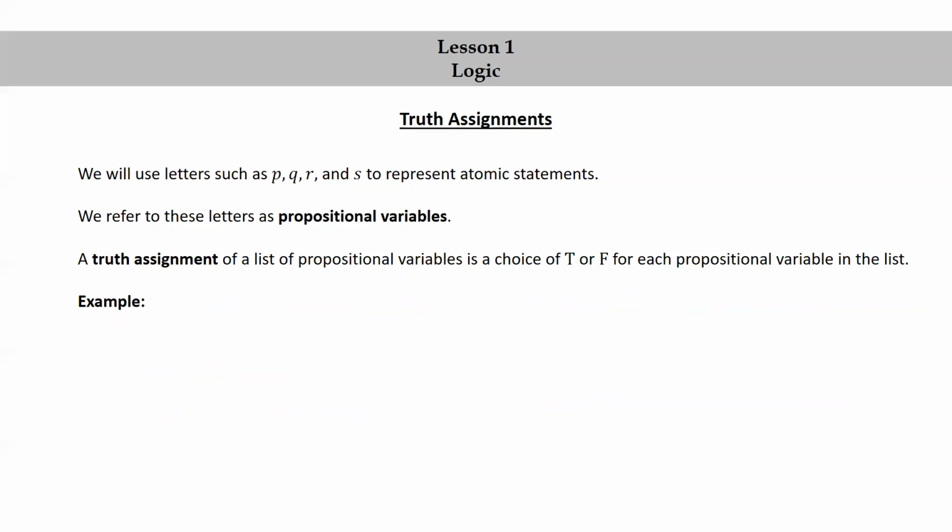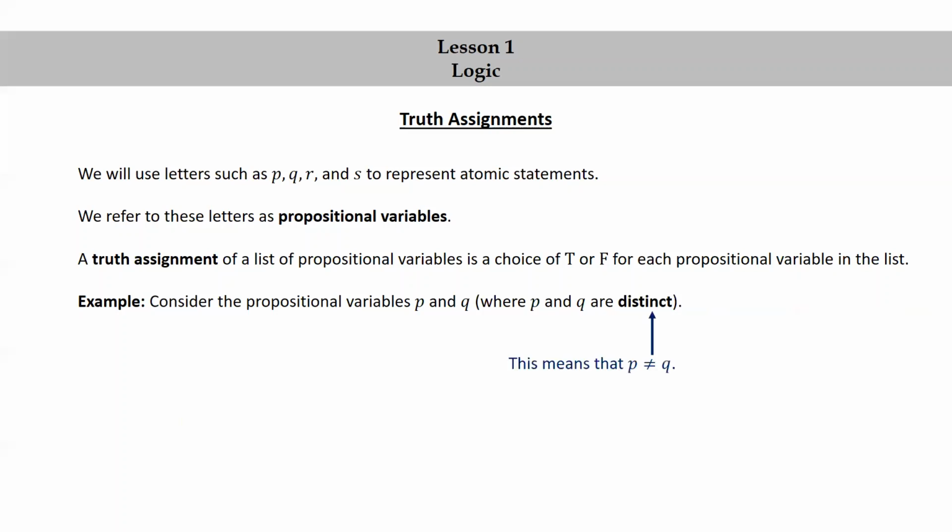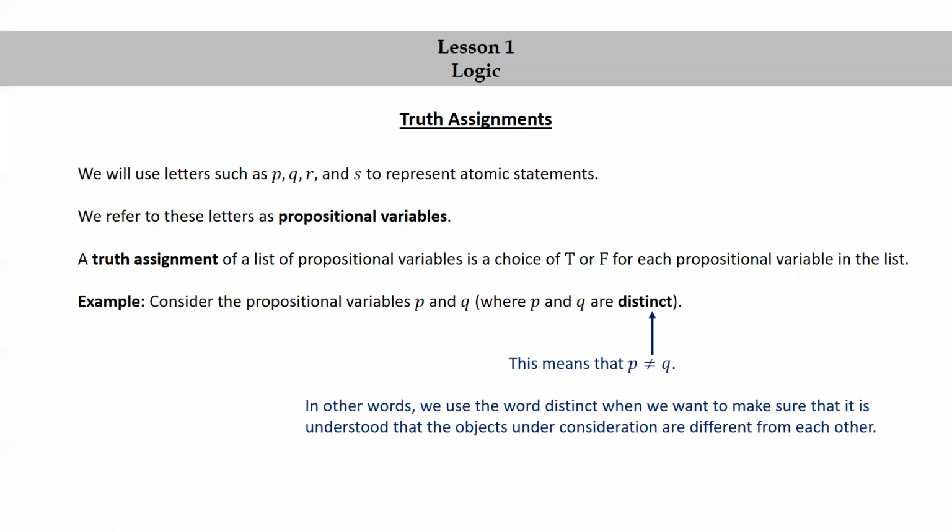Let's look at another example. Consider the propositional variables P and Q, where P and Q are distinct. By distinct, we mean that P is not equal to Q. In other words, we use the word distinct when we want to make sure that it is understood that the objects under consideration are different from each other.